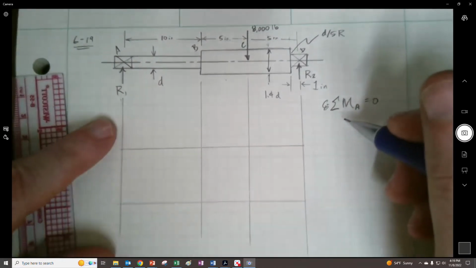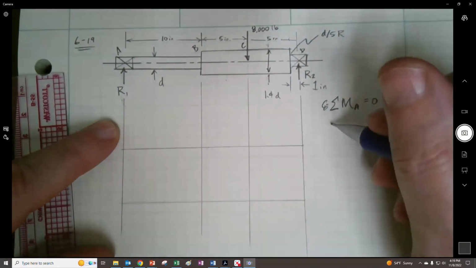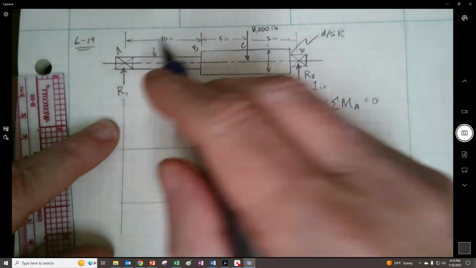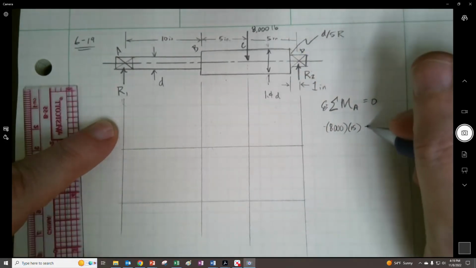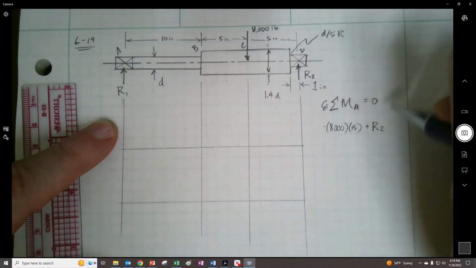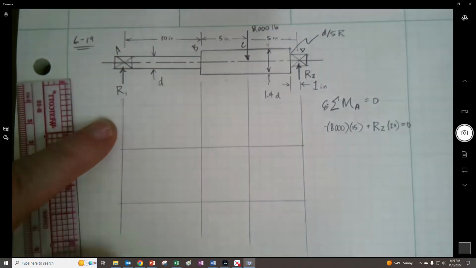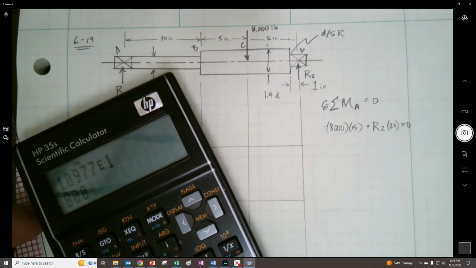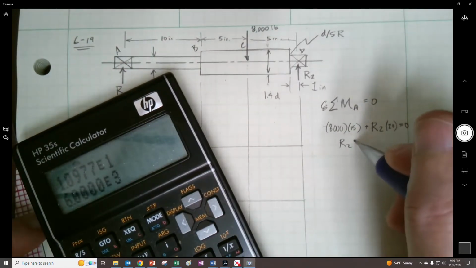And so we only have one load. This is going to be pretty easy. So it's going to be clockwise 8,000, and that's going to be times 15 inches. And then here we're going to counterclockwise, so it's positive. So there are 2, and that's going to be 20 inches. So we should be able to do that pretty easy. 8,000, 15, and then divide by 20. Boom. So we get 6,000. R2 is equal to 6,000.